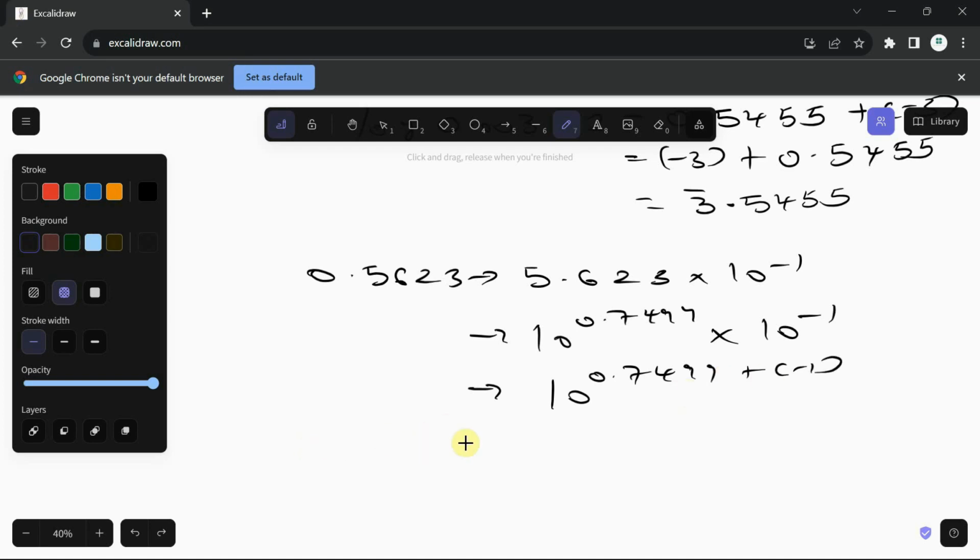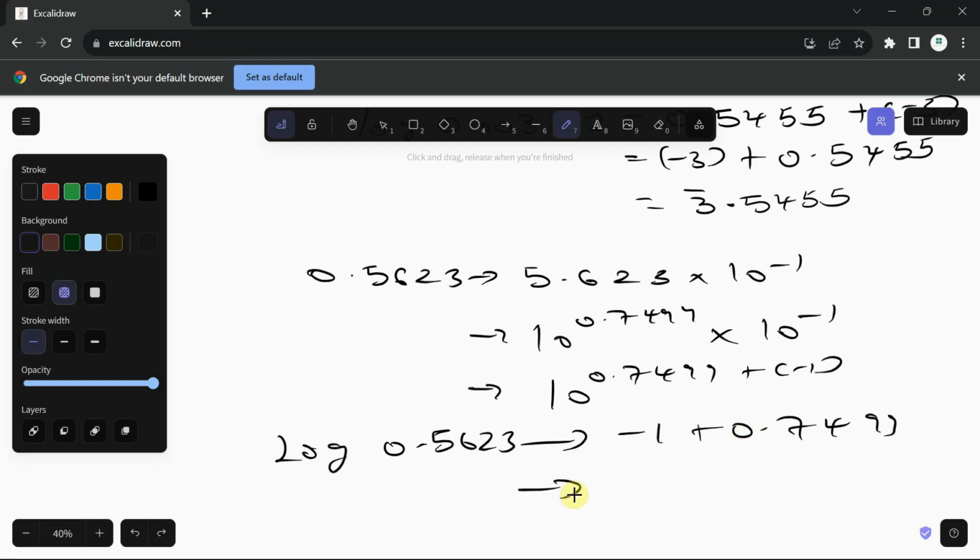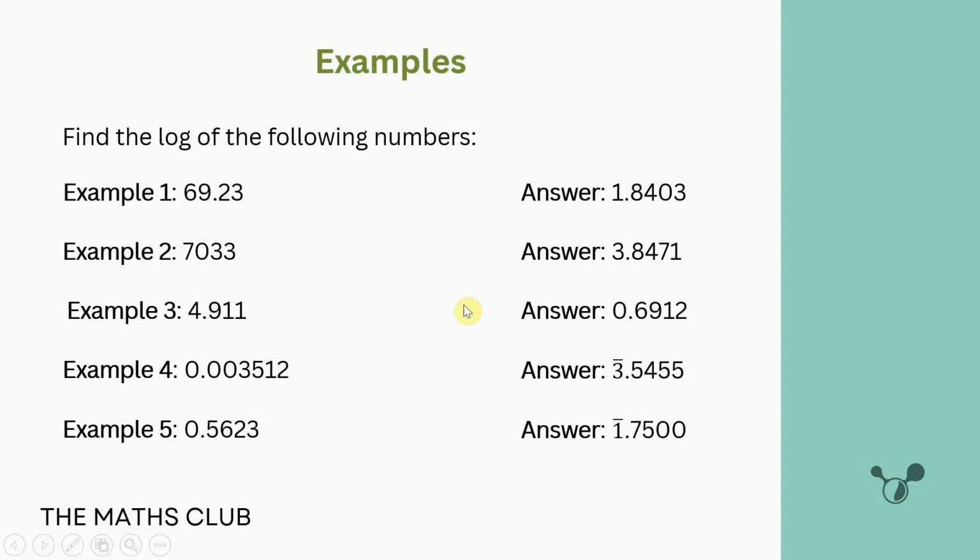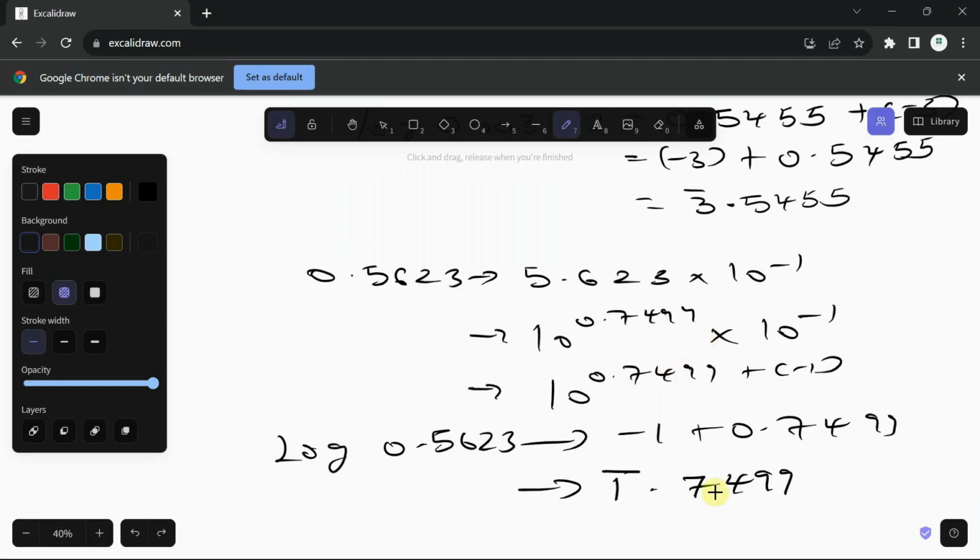So like I said before, the log of 0.5623 is minus 1 plus 0.7499, and the way to write this is by saying bar 1.7499, right? Because this bar 1 will symbolize that if I have any chance to convert it back to the original number, there was only 1 zero before the value, which is consistent with what we have. Yes, so we have bar 1.7500, but if you look at it, about 1.7499. If I had converted it to 2 decimal places, that would be 7500, right? So it's very, very close, and that is the answer for this.